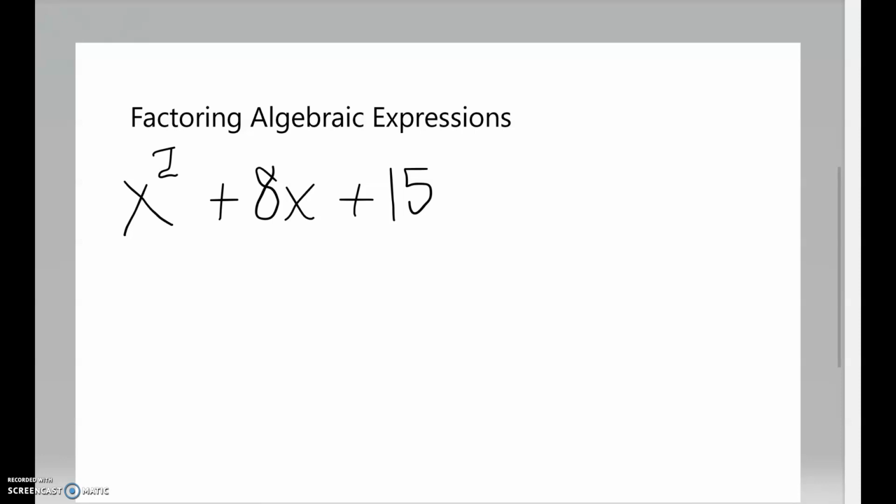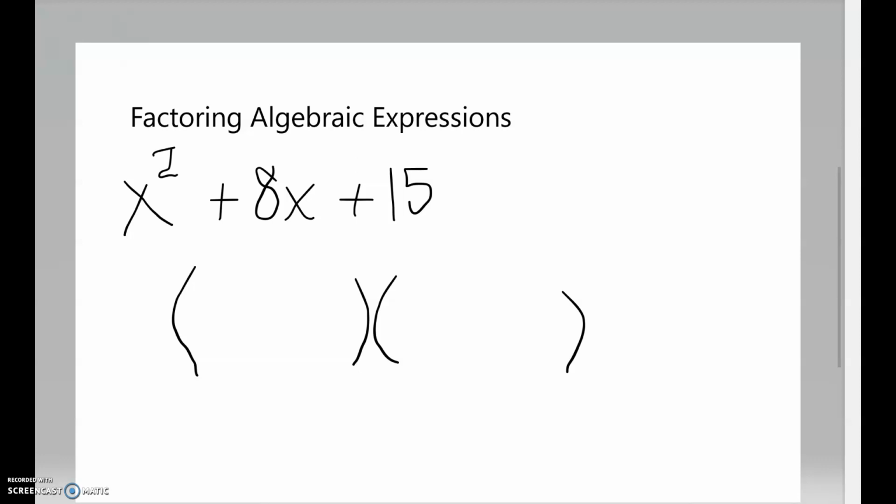In this video, we're going to look at factoring algebraic expressions. Now, factoring algebraic expressions is the reverse process of the distributive property. In other words, we're going to take a trinomial and create two sets of binomials so that when you use the distributive property, you end up with that trinomial.